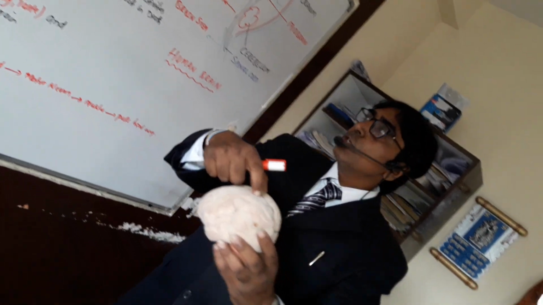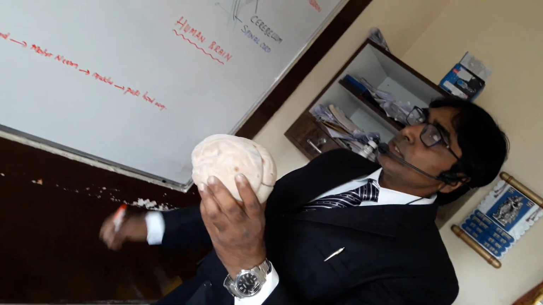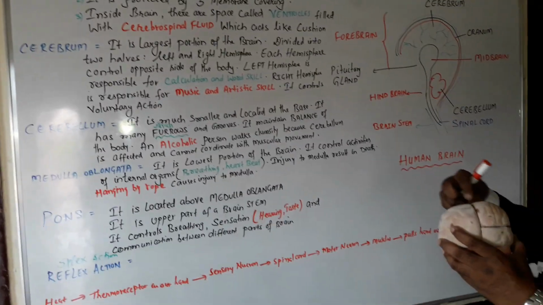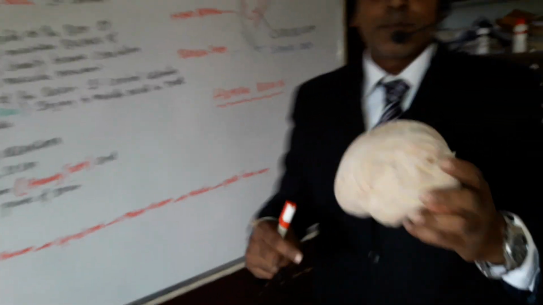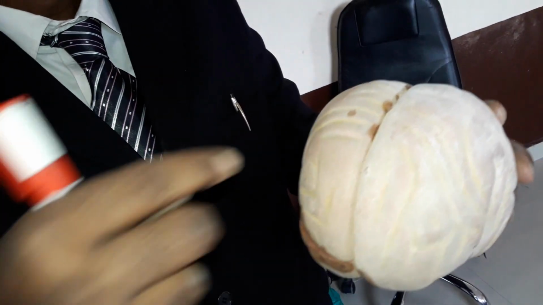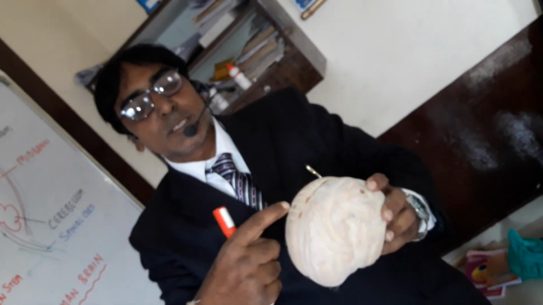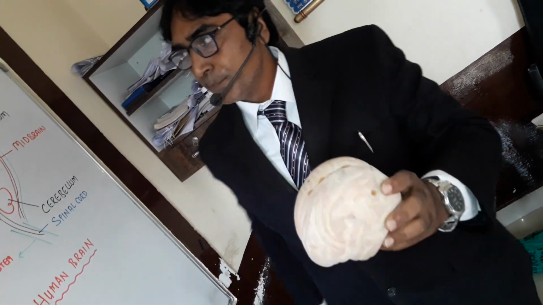Now what is the function of the two hemispheres? Each hemisphere controls the opposite side of the body. That means the right cerebrum controls the left part of our body, and the left cerebrum controls the right part of our body. The function of these two hemispheres is very important.